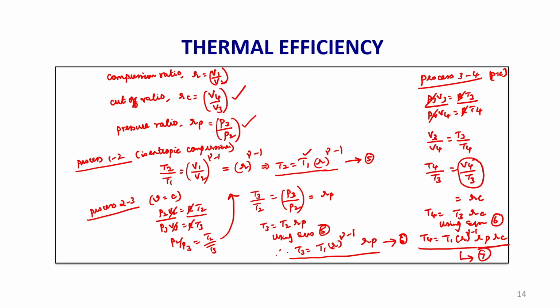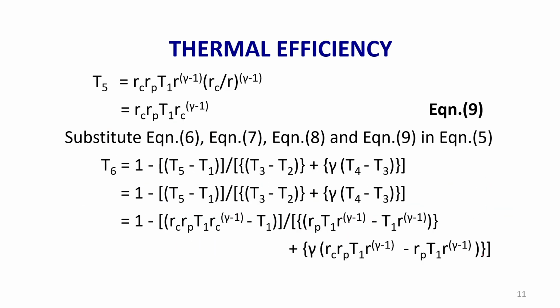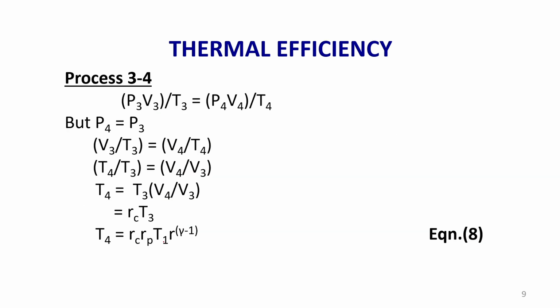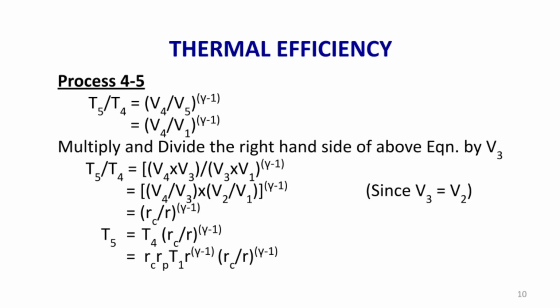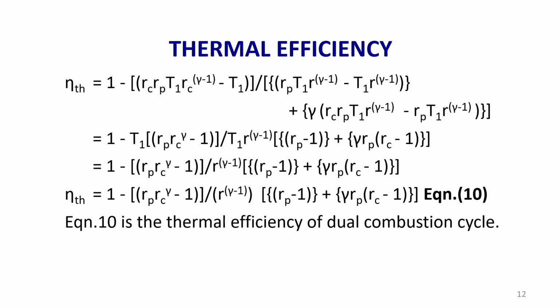Let me repeat, T4 is equal to T3 into R suffix C, that is cutoff ratio. I am going to use equation number 6 to replace T3 and express it in terms of T1, compression ratio and pressure ratio. So, this is equation number 7. T4 equal to T1 into compression ratio to the power of gamma minus 1 into cutoff ratio into pressure ratio. So, now we have expressed T2, T3, T4 in terms of T1.